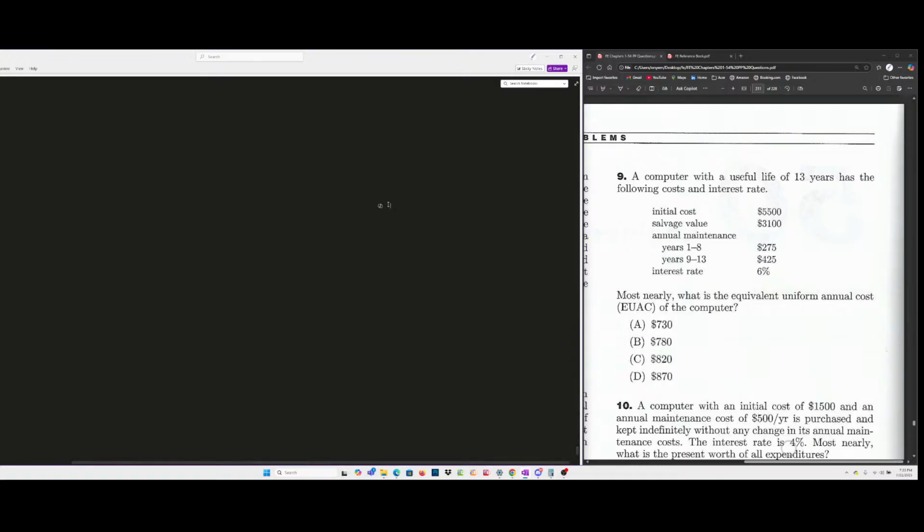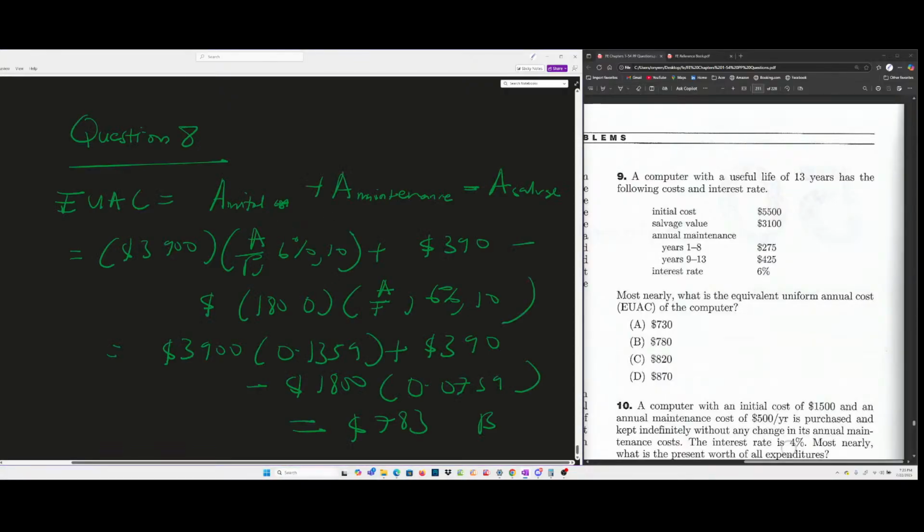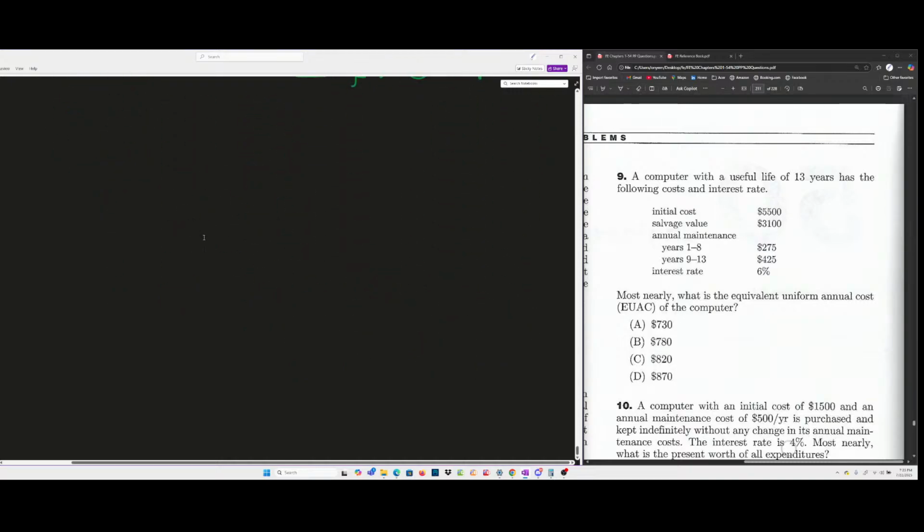Oh, why is this not working? Sorry, I don't know what's wrong today with all my stuff. Yeah, not working. This is weird. Okay. Maybe this is why the audio wasn't working. Okay.